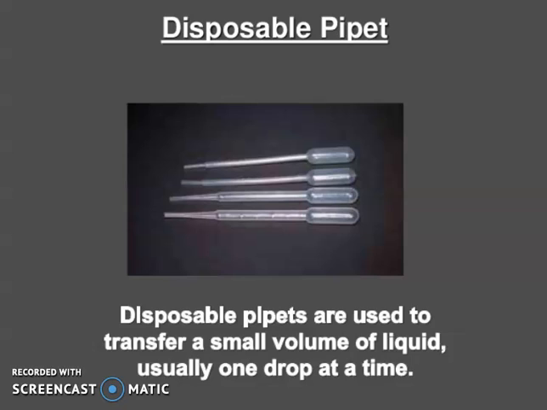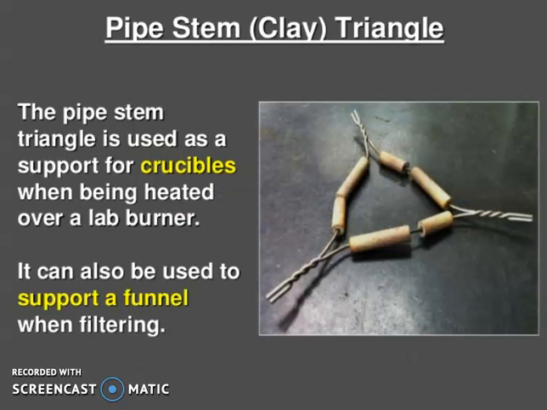Now, disposable pipettes. Disposable pipettes are used to transfer a small volume of liquid, usually one drop at a time. Now, pipe stem clay triangle. You can see the pipe stem triangle is used as a support for crucibles when being heated over a lab burner. It can also be used to support a funnel when filtering.